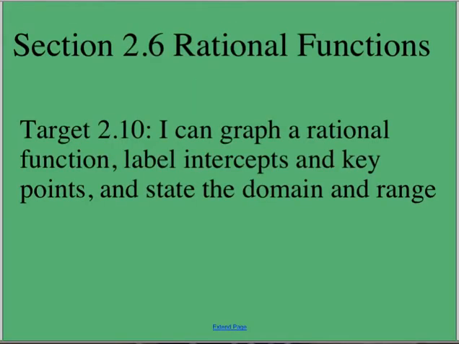So this video covered section 2.6 rational functions. It just covered the basic graphing a rational function, labeling intercepts and key points, and then the domain restrictions are in the steps, and then the range would just be all y values not equal to whatever the horizontal asymptote and the hole value would be. So we will cover more of these in class on Monday and Tuesday.